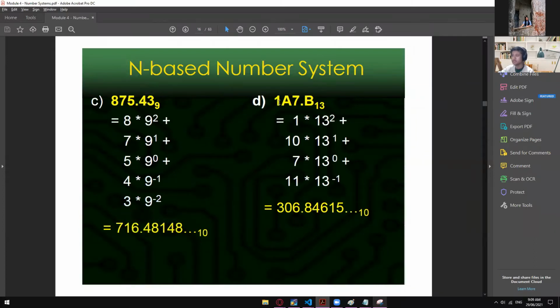So the same with this one, arrange this one from top to bottom. So remember our letters, you still need to convert them. So A is 10, B is 11. Okay, and then our multiplier is 13. So -1, 0, 1, and then 2. Then just add everything, and then you will get this result right here.